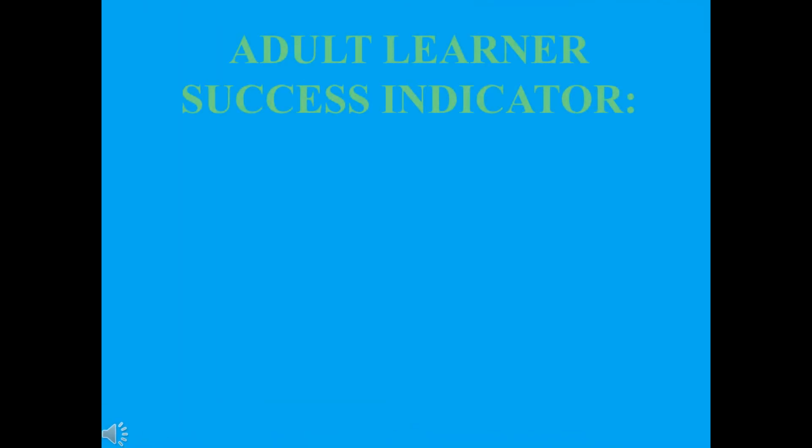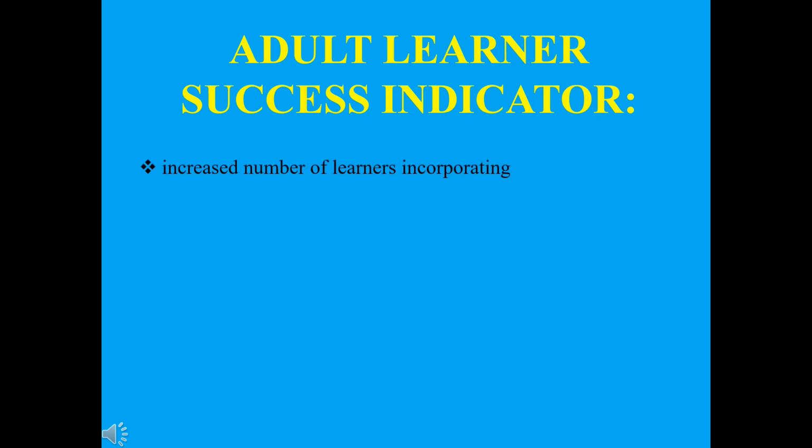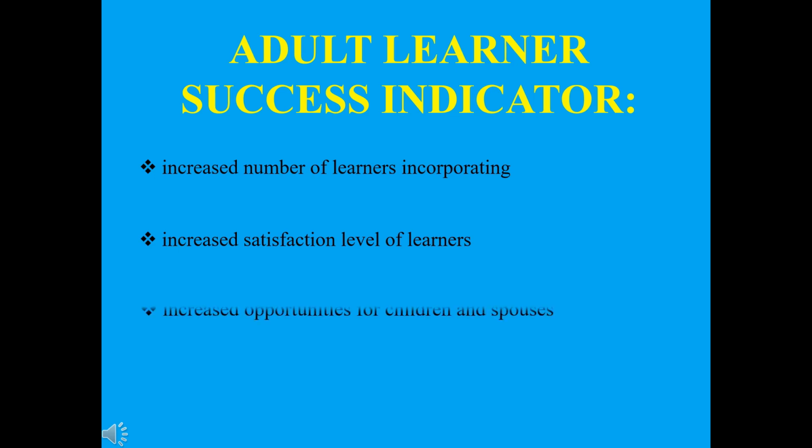Adult learner success indicators. Increased number of learners incorporating use of education technology as a regular part of their learning and presenting applications. Increased satisfaction level of learners with the level of support using education technology. Increased opportunity for children and spouses of all adult learners to gain experience with computer technologies and develop technological skills.